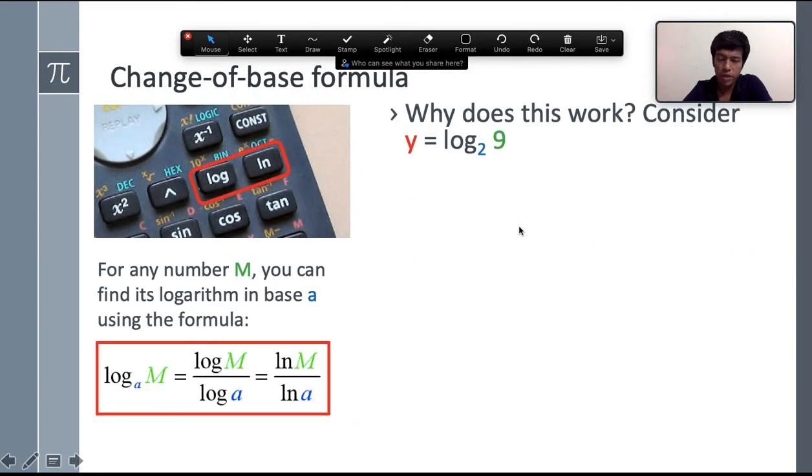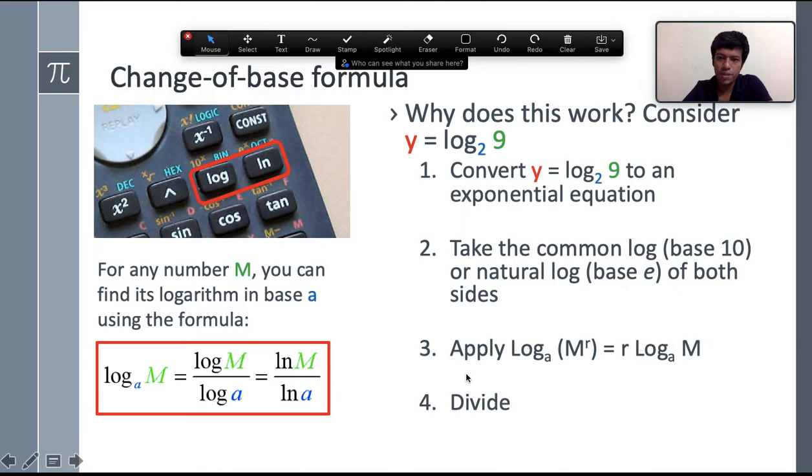Change of base formula you have already seen a bit. So if we have log a base m, the formula becomes log. This is so important that it keeps coming again and again, back and forth, because this is one of the very important rules that we need while solving. So why does it work? Suppose we have y equals log 2 base 9, then how can we convert it to an exponential? It will become 9 equals 2 to the power y, right?